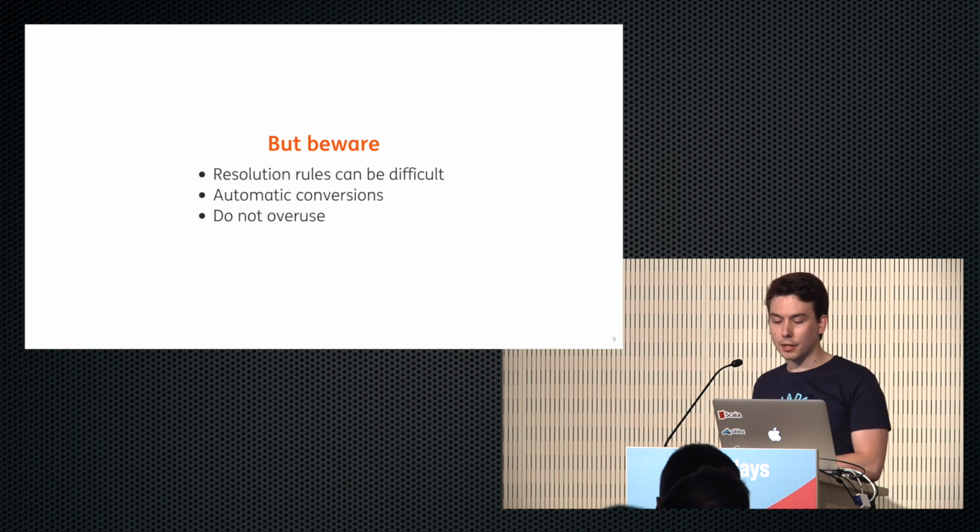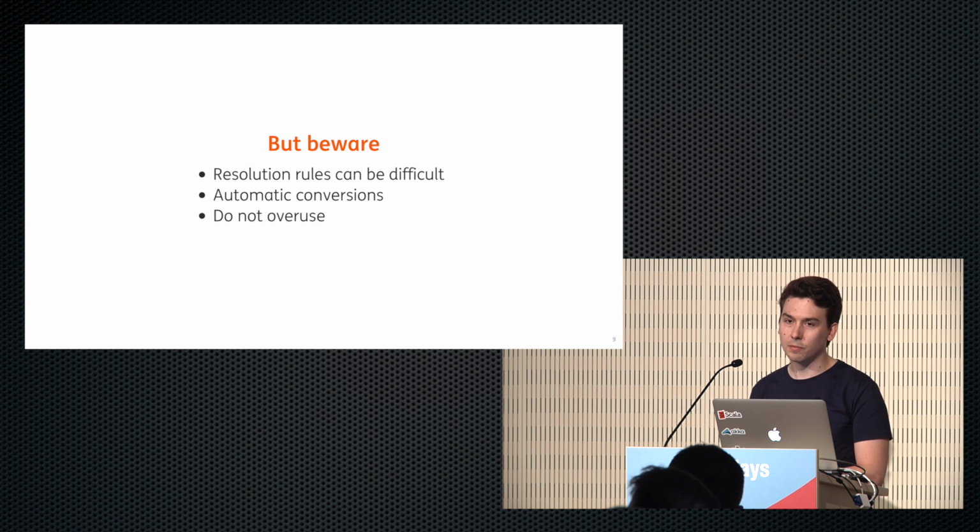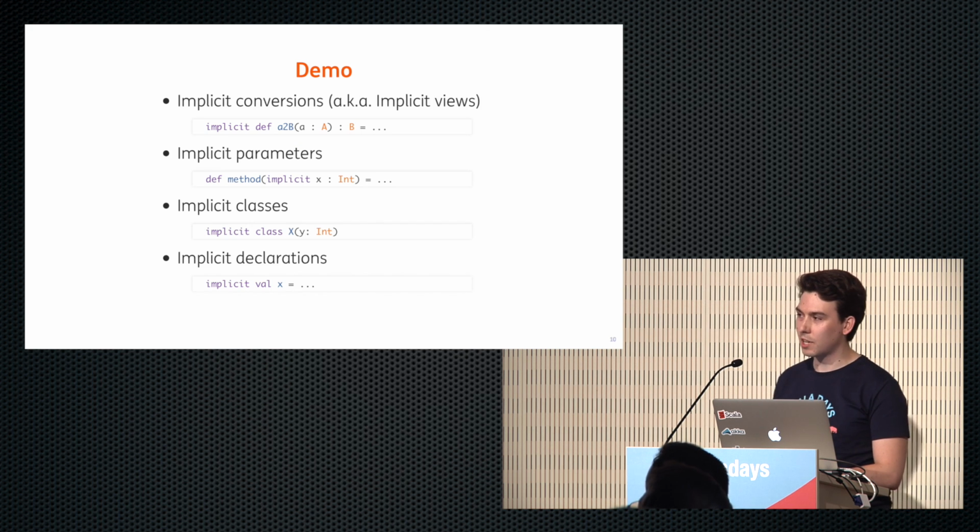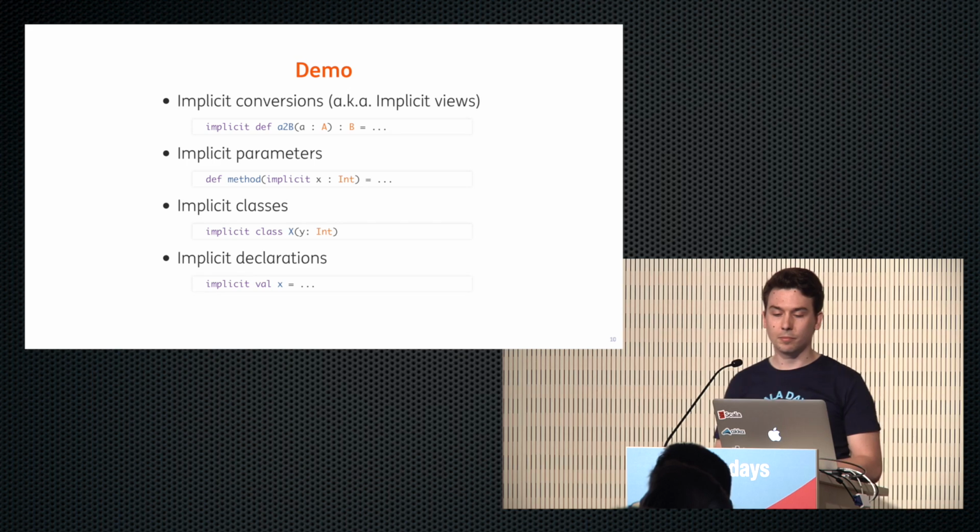And of course, the last point, do not overuse implicits. We already saw the blog of Li Haoyi in the keynote as well. The principle of least power. If you can achieve something you want to do with a less complex feature, use the less complex feature, and only use implicits when you really need them. So enough theory. Let's look at some Scala code, how this is actually being used.